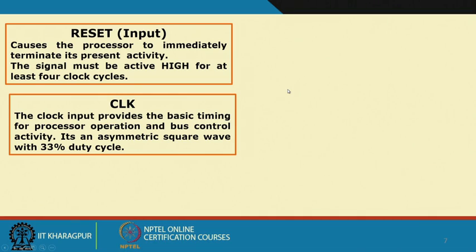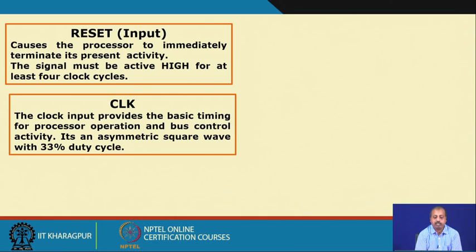Then we have the clock signal. Clock provides the basic timing for the processor and the bus control activity. It is an asymmetric square wave with 33% duty cycle. As I said, the high time should be 0.33 of the total clock period, and the low time will be 0.67 of the clock period.